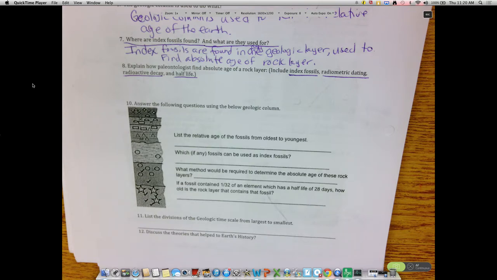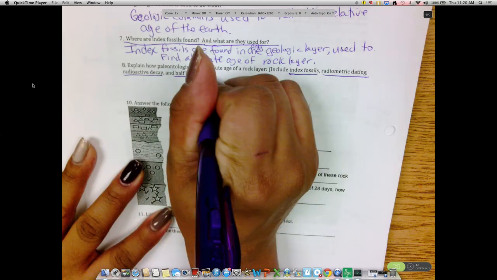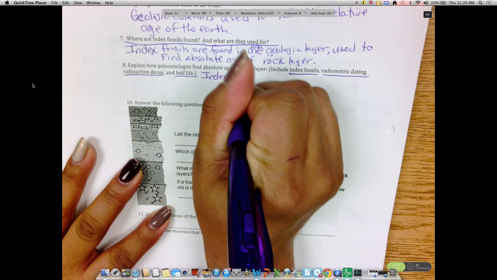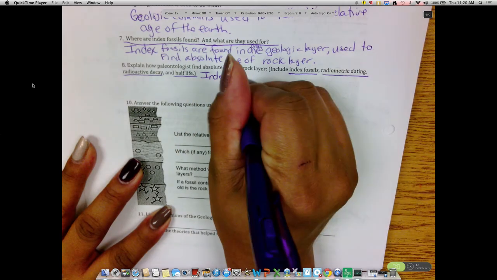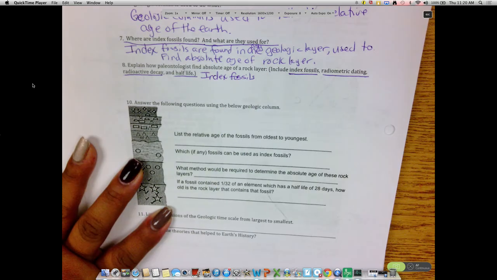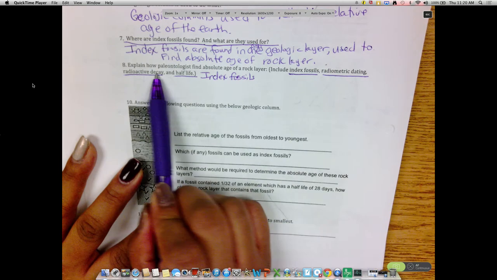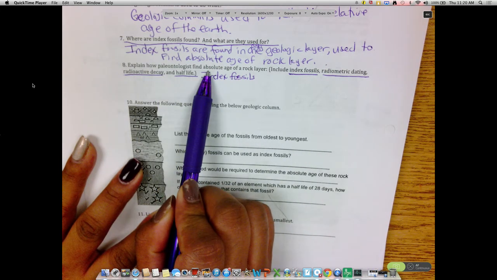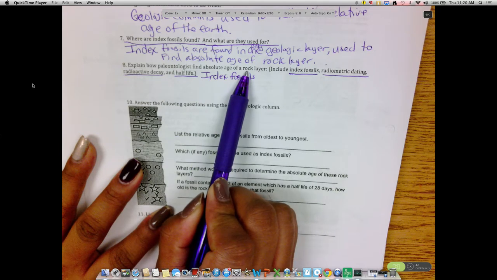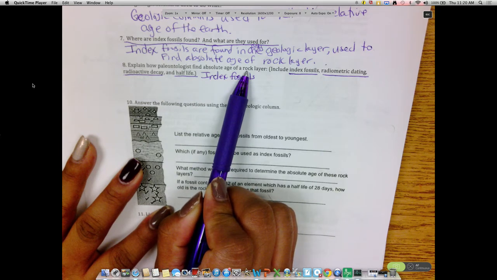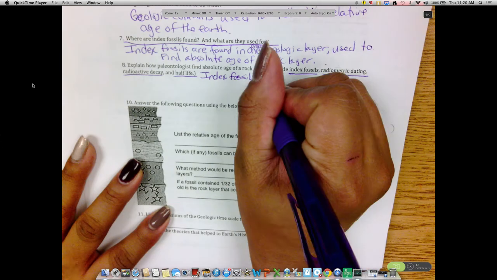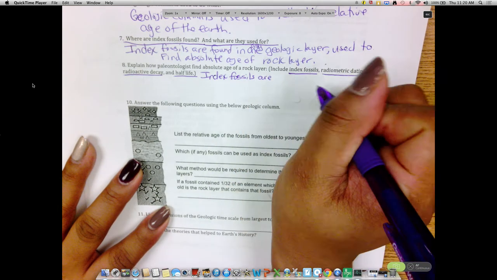Patrick. In this problem, are you to find the actual age of rock layers through the process of radiation? Okay, we can start with that. So index fossils. Yes. No, because we already answered that up here. This is not asking the definition. It's asking to explain how paleontologists find absolute age. This is what the question says. We're not defining index fossils. He just said index fossils are, what did you say, Patrick?